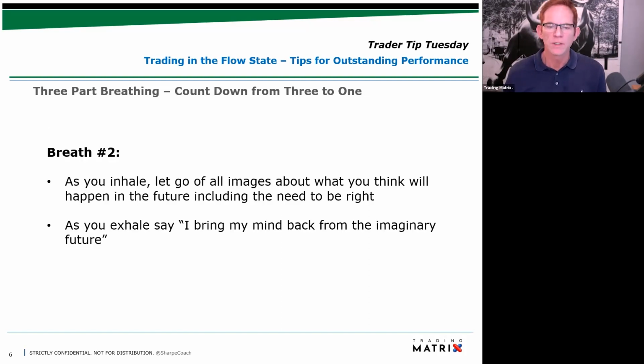In breath 2, as we inhale, we're going to let go of all images of what we think might happen in the future. This is where anxiety comes from, including the need to be right on our trades. And as we exhale, we're going to say, I bring my mind back from the imaginary future. So deep breath in. Contract. Exhale. I bring my mind back from the imaginary future, feeling myself sink into the chair. And then we move on to breath 3.